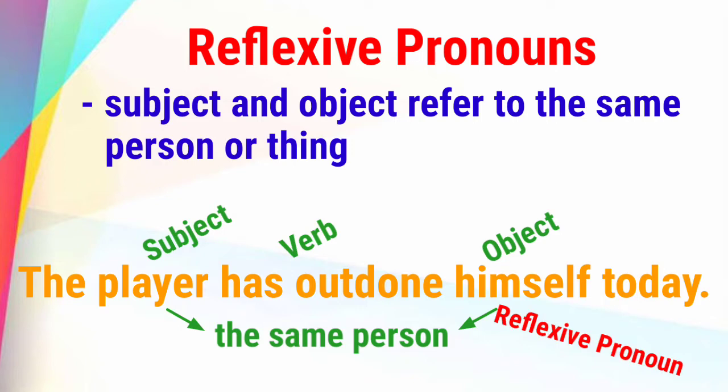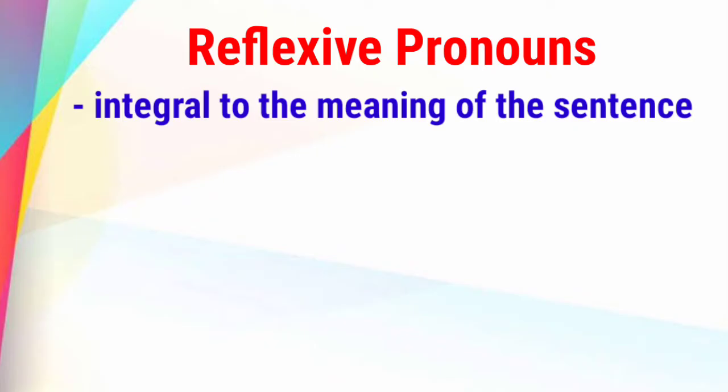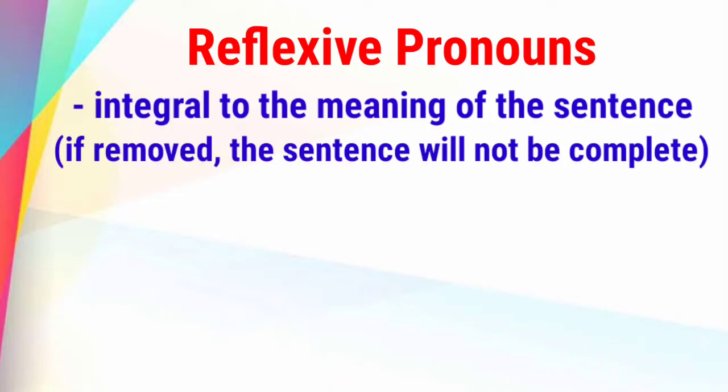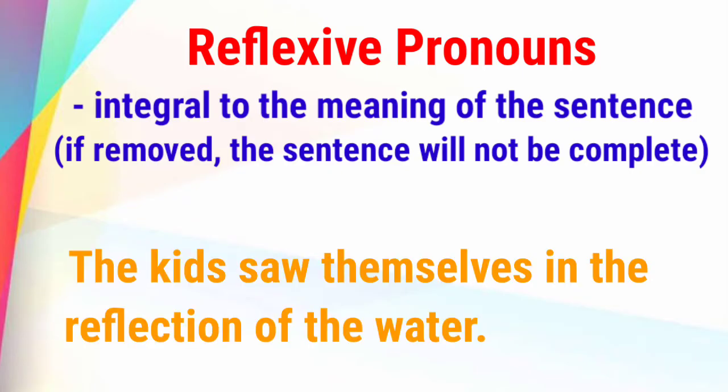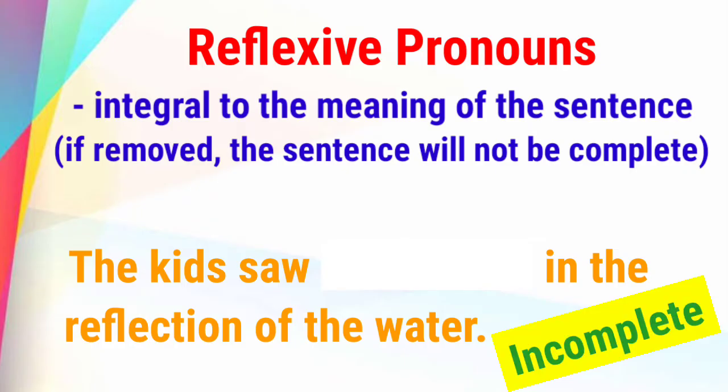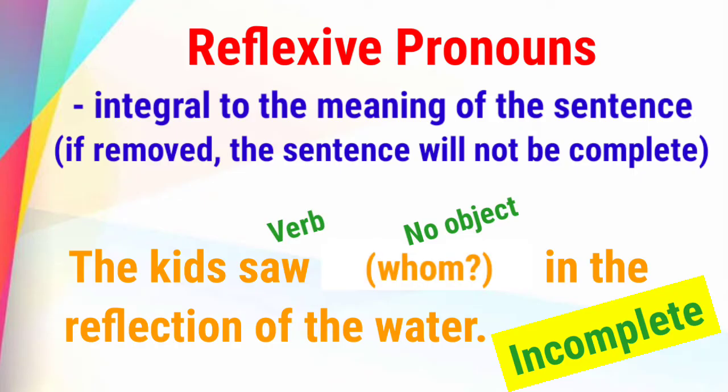Is it understood? Another thing to remember about reflexive pronouns is that they are integral to the meaning of the sentence. This means that if you remove a reflexive pronoun in a sentence, the meaning of the sentence will no longer be complete. For example, the kids saw themselves in the reflection of the water. If you remove themselves in the sentence, it is now the kids saw in the reflection of the water. The sentence is incomplete, right? There is no object of the verb. Who or what did the kids see? Not mentioned. That is one way of determining if the pronoun is reflexive or not.